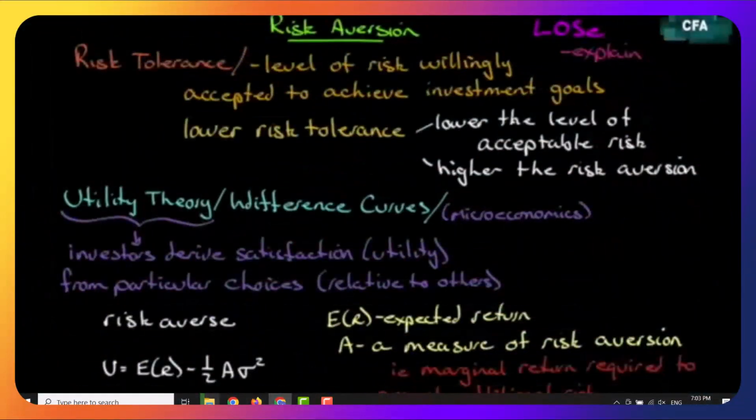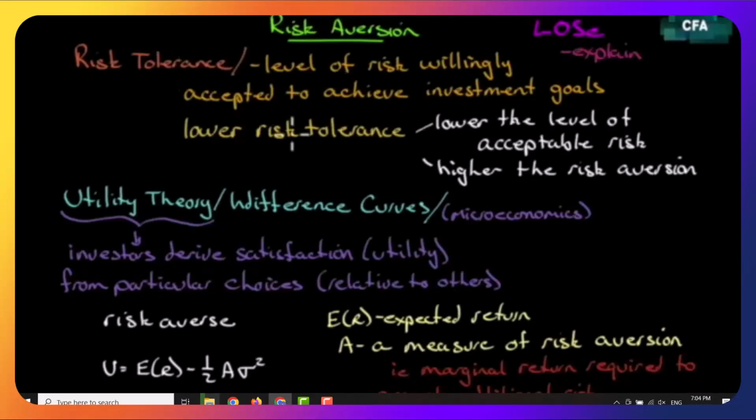So let's define risk tolerance for an investor. And since we've done the risk management reading, the previous to this one, we sort of have an idea what risk tolerance is, but we'll say it again. It's the level of risk willingly accepted to achieve our investment goals. If we have lower risk tolerance, that means the lower the acceptable level of risk we are willing to assume, and the higher our risk aversion. So the less risk averse we are, the more tolerant we are to risk.